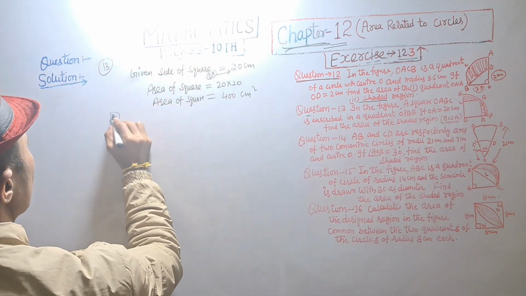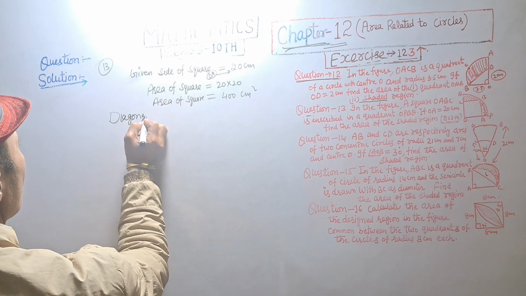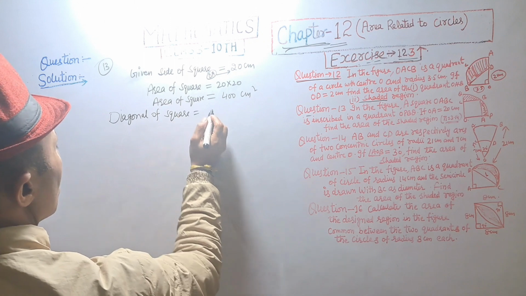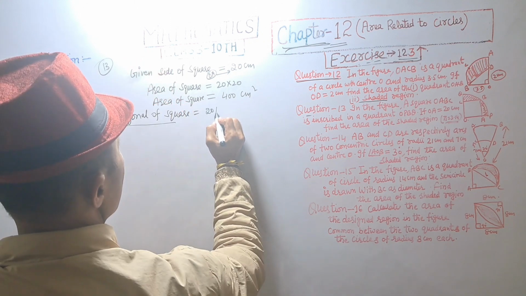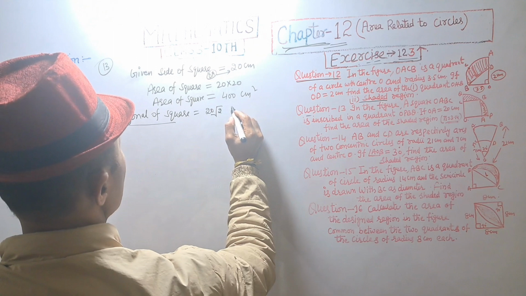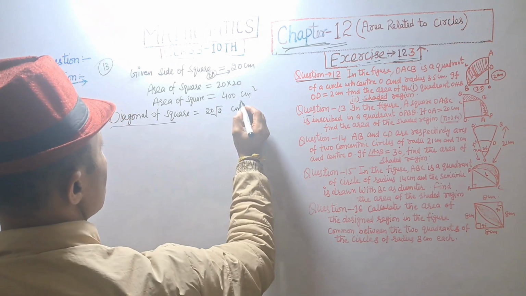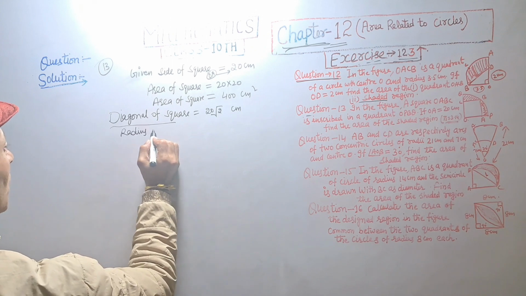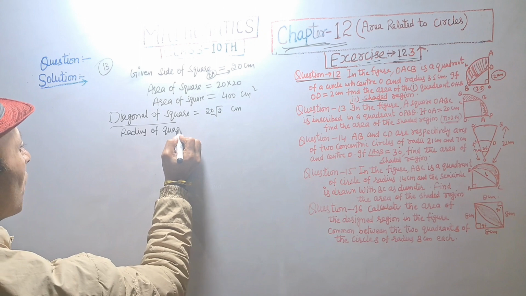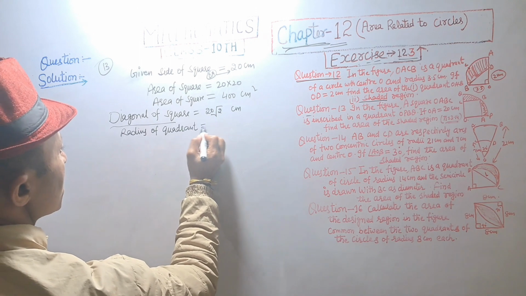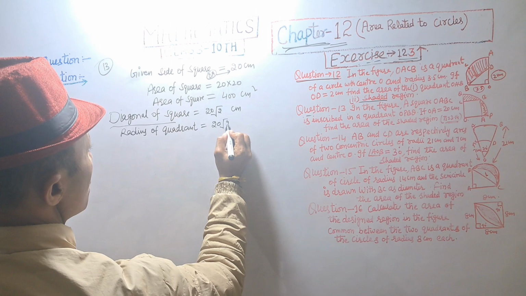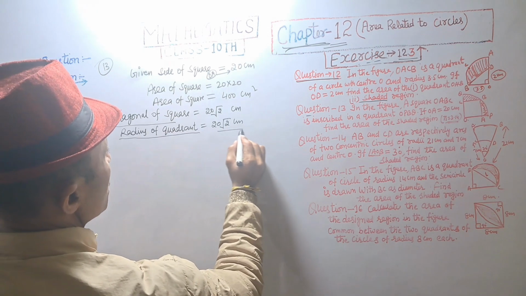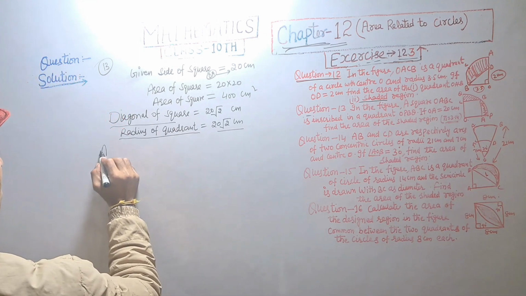Diagonal of square is equal to 20 root 2 centimeter, and radius of quadrant is equal to 20 root 2 centimeter. So radius of quadrant is 20 root 2 centimeter.